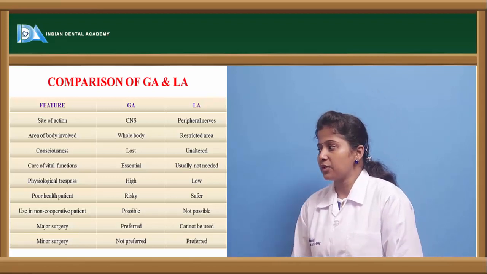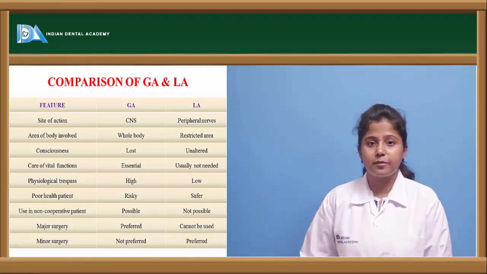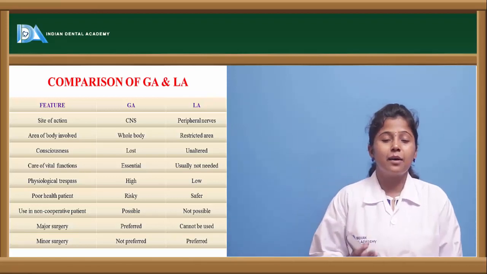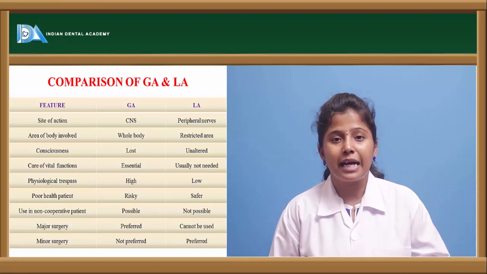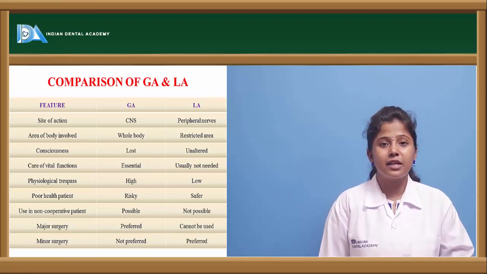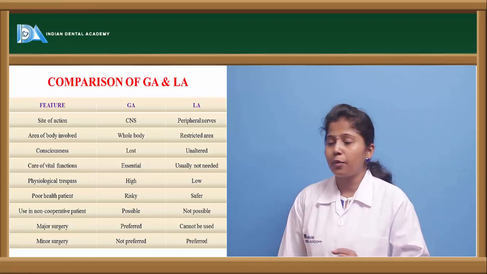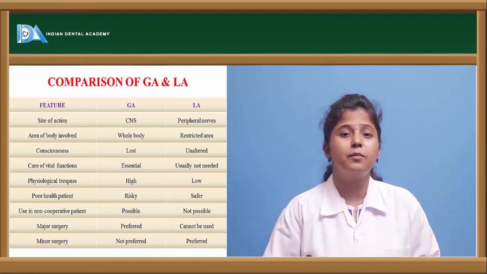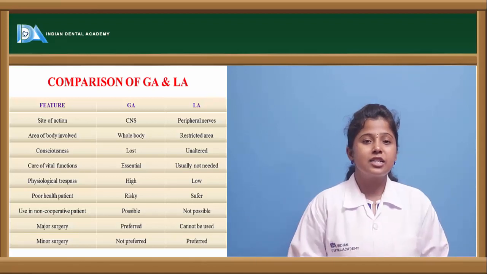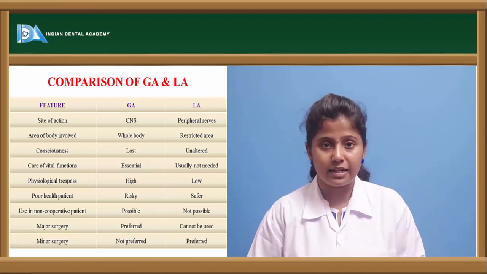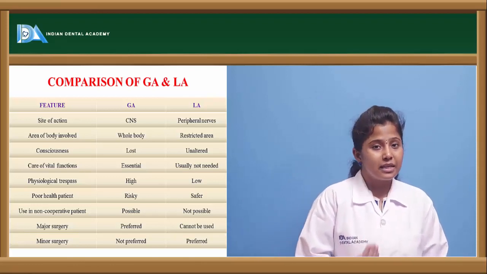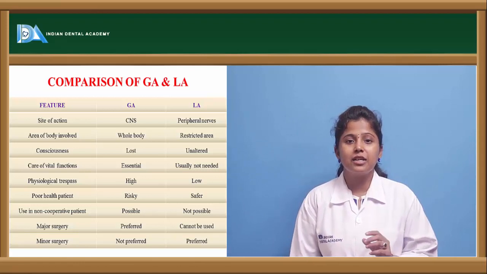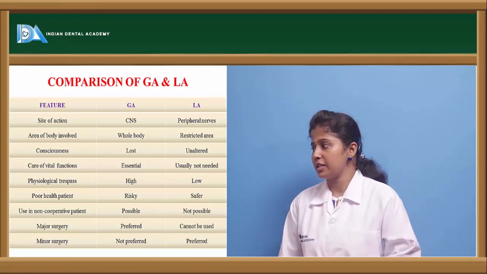And physiological trespass is high for general anesthesia and low for local anesthesia. Regarding the patient's health, if we are giving general anesthesia, we have to take proper care and see the medical history of the person. If the person is not healthy, then it's not that safe to give general anesthesia. But if the person is not that healthy, it is preferred to give local anesthesia. So in this condition, it is slightly risky to give general anesthesia.